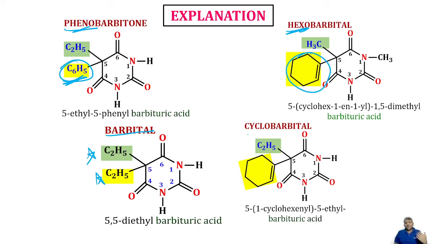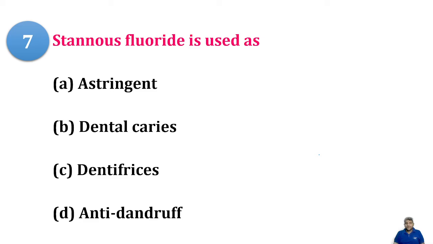Next you have cyclobarbital. Cyclobarbital means the same, we have the 6-membered ring, and the difference between hexobarbital and cyclobarbital is at the nitrogen at the first position. In the case of hexobarbital we have a methyl group, but at the first position in cyclobarbital there is no methyl group, only hydrogen. Got it?